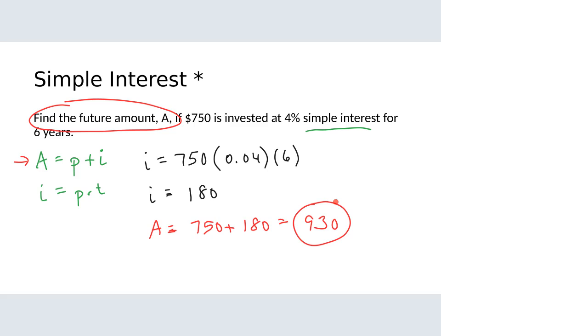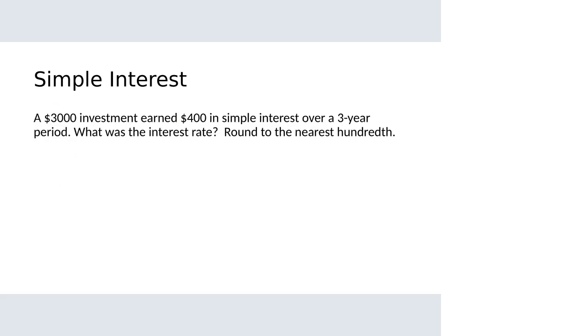All right. One of the things that's true about the formula for simple interest is it has 4 components: I, P, R, and T. So far, we've just looked at finding the interest. But the truth is, if we know any of the 3 pieces, we can find the 4th one. And this problem gives us an example of that. A $3,000 investment earned $400 in simple interest over a 3-year period. What was the interest rate?